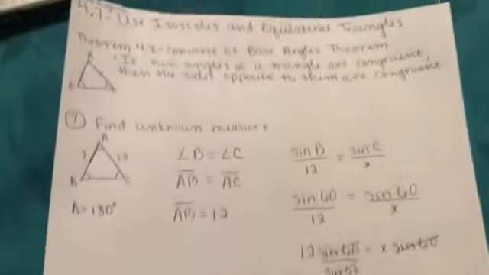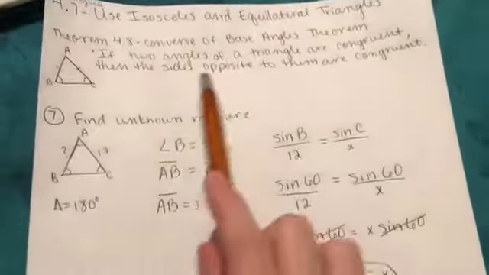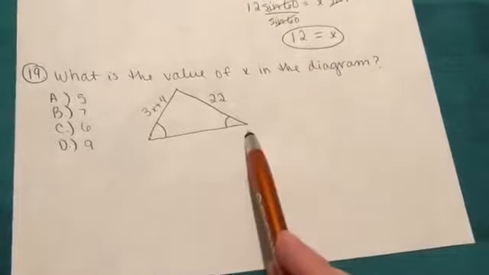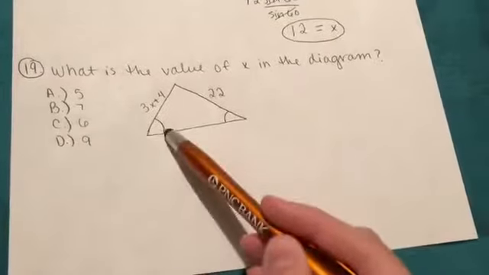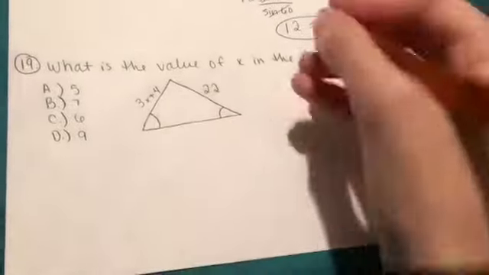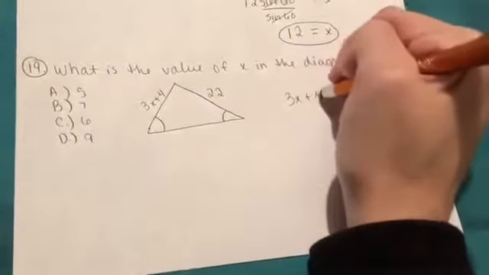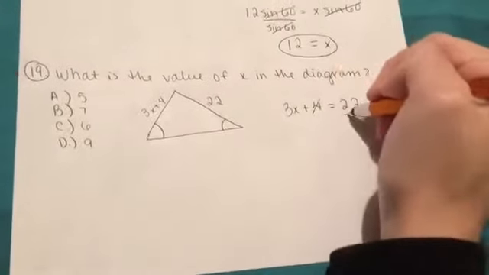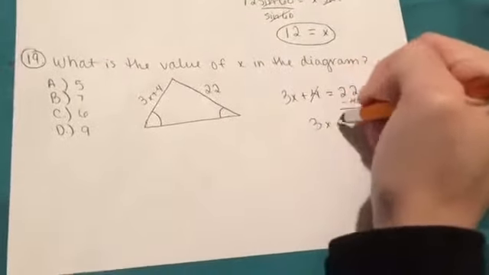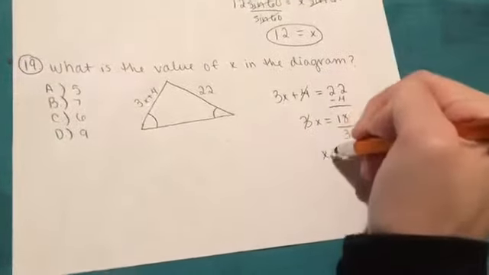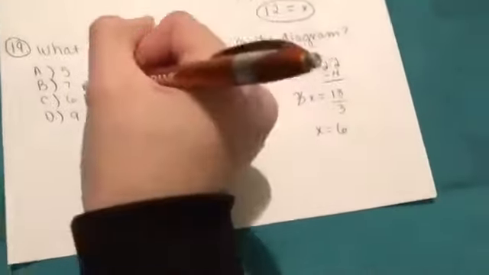Based on theorem 4.8, if two angles of a triangle are congruent, then the sides opposite them are congruent. These two angles are congruent, meaning that the sides opposite to them are also congruent. So, 3x plus 4 is equal to 22. 3x is equal to 18. Divide by 3 on both sides. X is equal to 6.